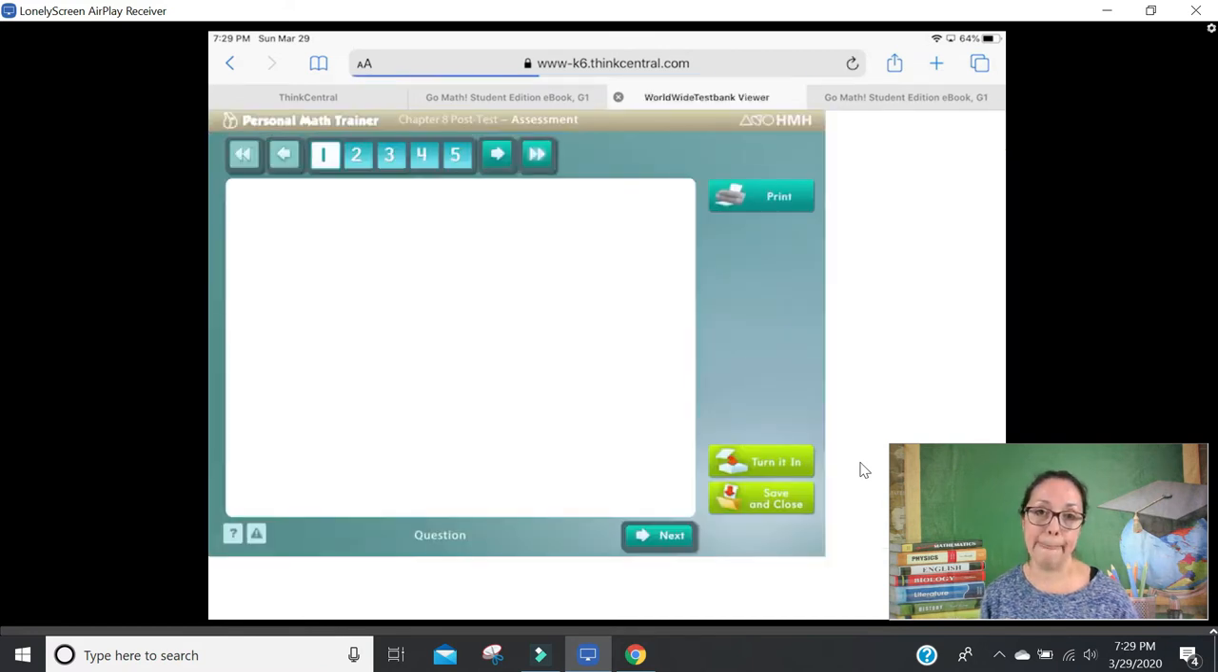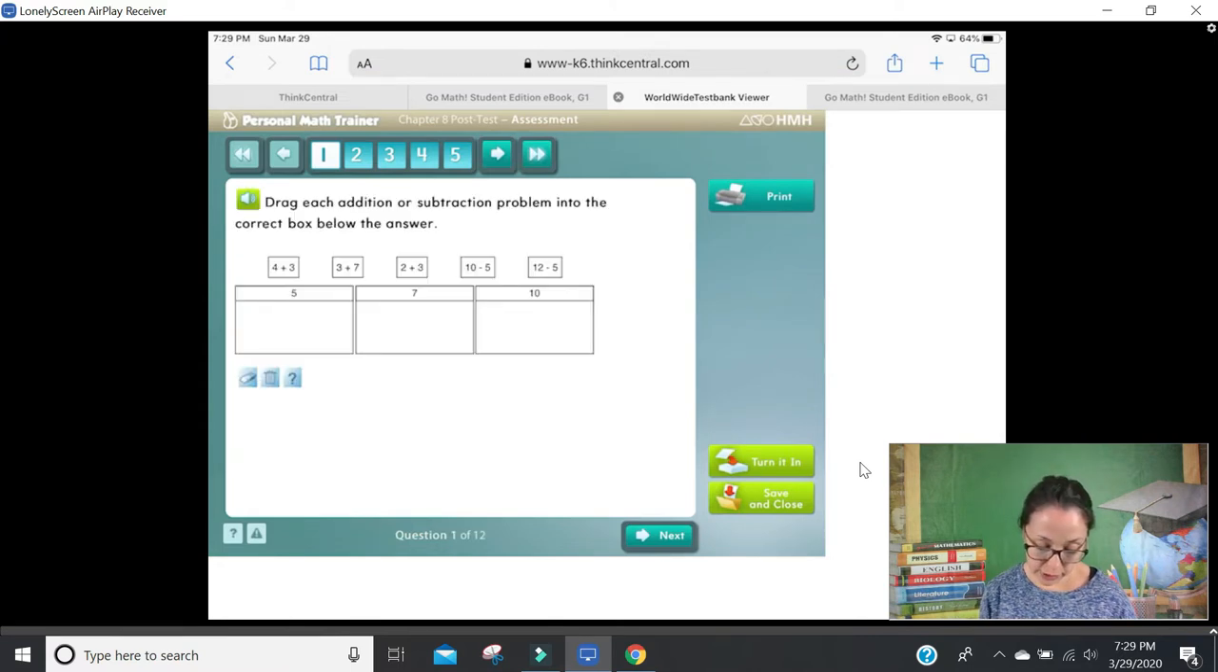Hit start. Okay, and so we're going to see what the questions look like. It says, drag each addition or subtraction problem into the correct box below the answer. Okay, so this looks a lot like the one that we did on our chapter review test. So I'm just going to go ahead and do the first one with you.